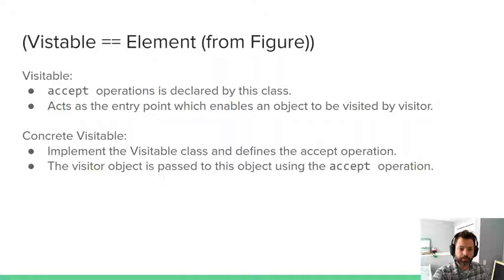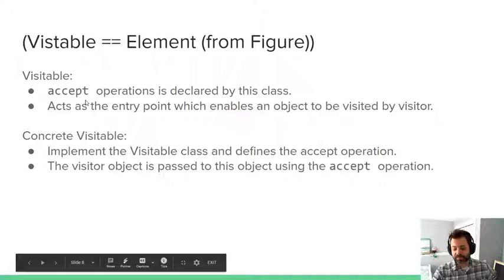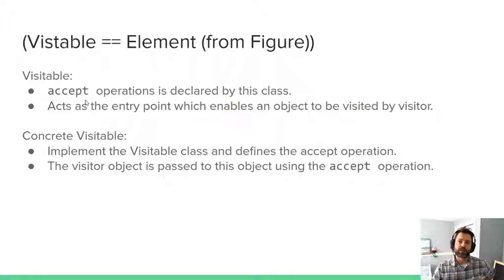So then the other side is the visitable, or the elements from the figure. I like element better because it's easier to say over and over again. Basically, this is where we define the accept operation. The accept operation is the entry point. So we are going to pass in a visitor to an accept function, where when we call accept, it's basically just going to reroute to that visitor's visit function.